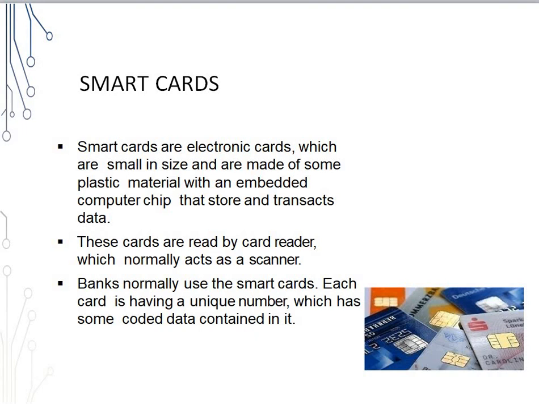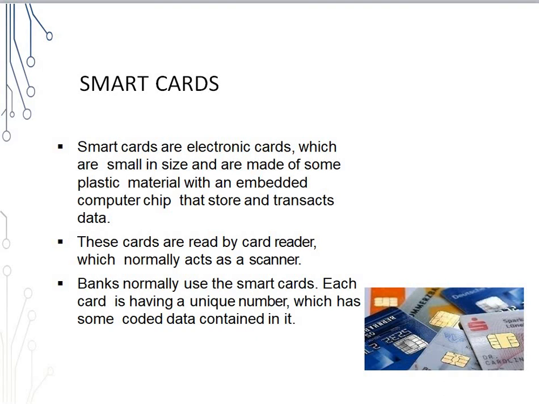These cards are read by card readers which normally act as scanners. So if you see an ATM machine, it will also have a card reader which will scan the data and enable you to transact. Banks normally use the smart card. Each card has a unique number which has some coded data contained in it. So that chip contains a unique number which will enable the banks to identify that it's you who is requesting the money. Okay, so that is also one of the commonly seen input devices.